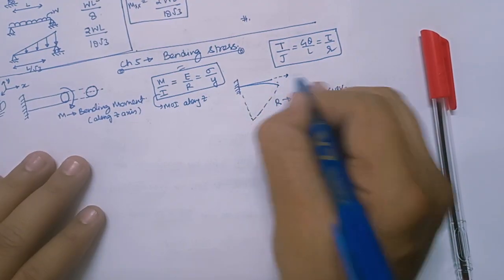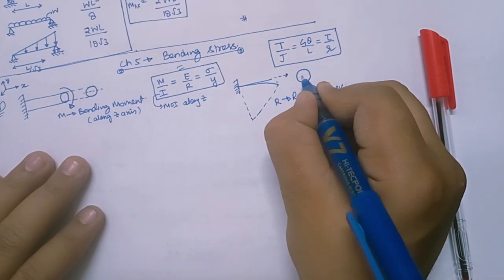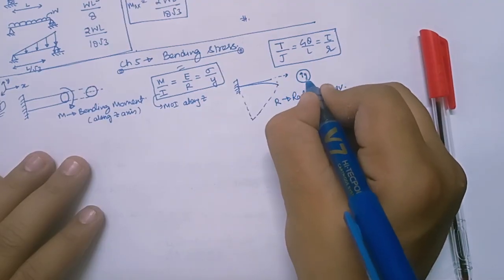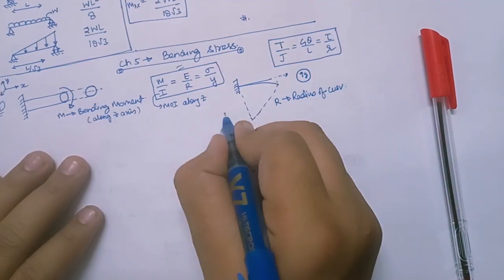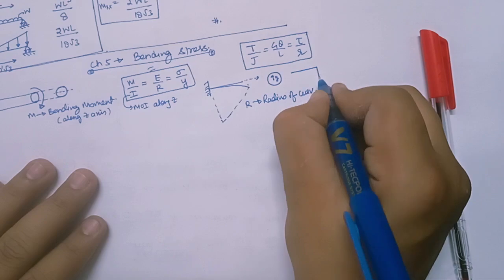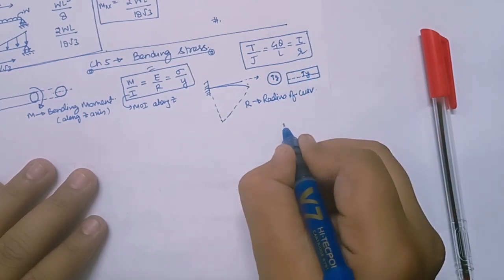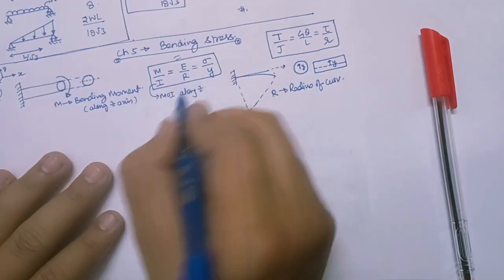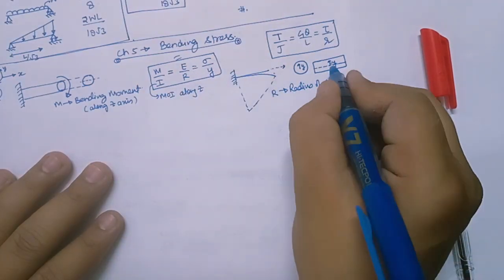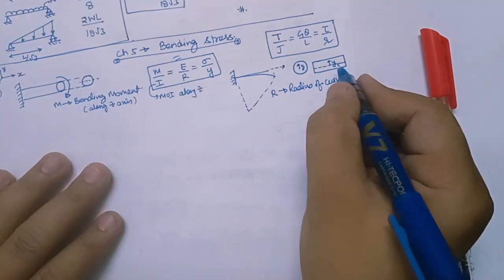If I draw its cross section like this, this is Y, the distance from the neutral axis. If I draw its side view, I'll get something like this. So this is the point, and this is the distance Y. Clear? Y, R. E is the property, Young's modulus. Sigma is the stress at that fiber on which we are going to calculate, right?